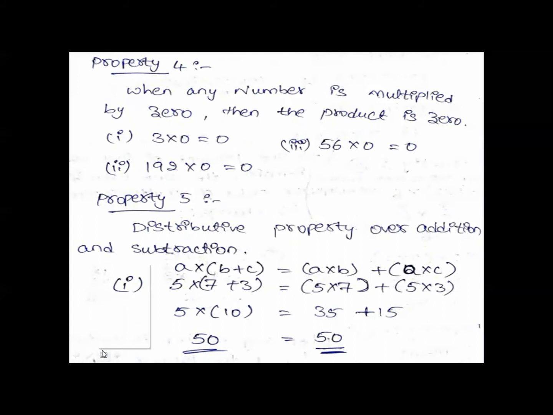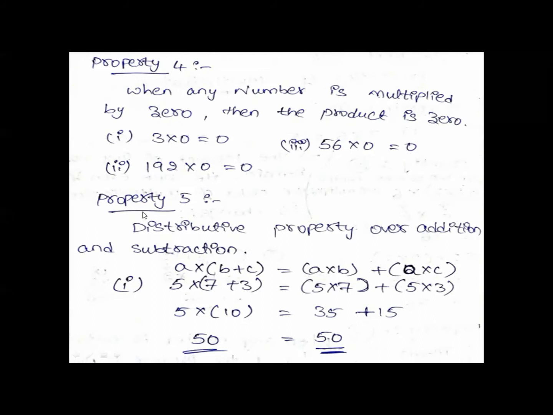Property 4. When any number is multiplied by 0, then the product is 0. These are the properties, children. 3 into 0 is always 0. 192 into 0, how much? 0. 56 into 0, how much? 0. 1000 into 0, how much? 0.